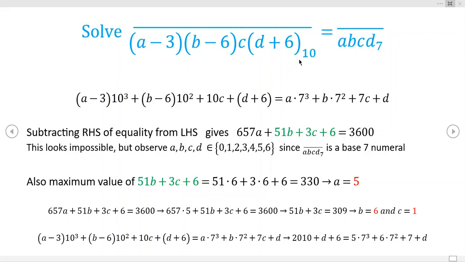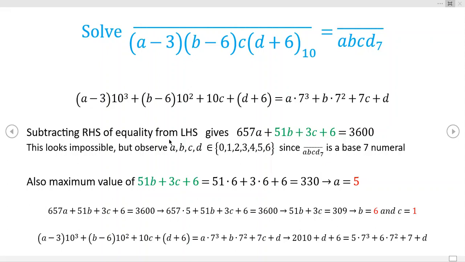Okay, now here's exactly what it means. Base 10 is a positional number system where you multiply the digits times corresponding powers of the base, and that's exactly what happened here. A minus 3 times 10 to the third, B minus 6 times 10 squared, 10 times C, and then D plus 6 is technically times 10 to the 0. Now, in a similar fashion, this base 7 number, which is what this 7 means, positionally is A times 7 cubed plus B times 7 squared, and so on, okay?